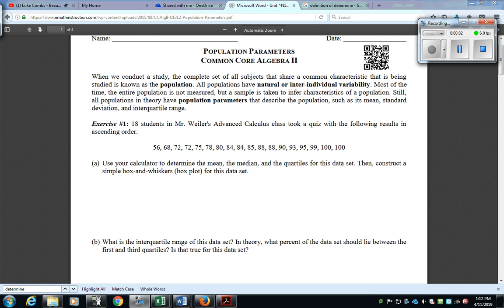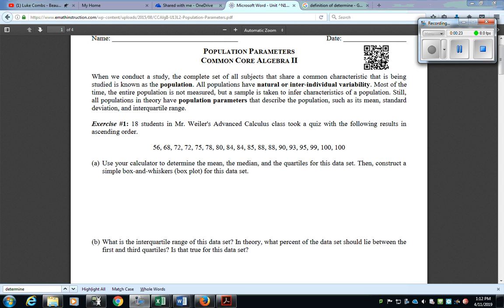Hey guys, we're going to talk about population parameters today, and it's really a statistical term. We're going to go through some of the different parameters such as mean, standard deviation, and interquartile range. Those are things that you have seen before in Algebra 1. So we're going to look at some examples.